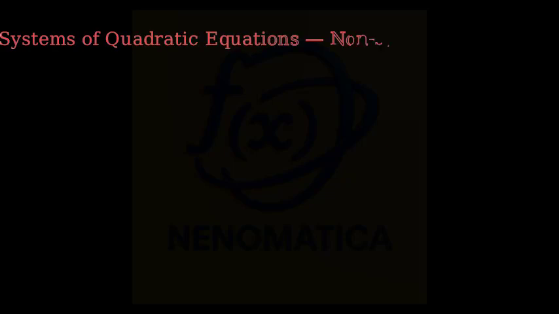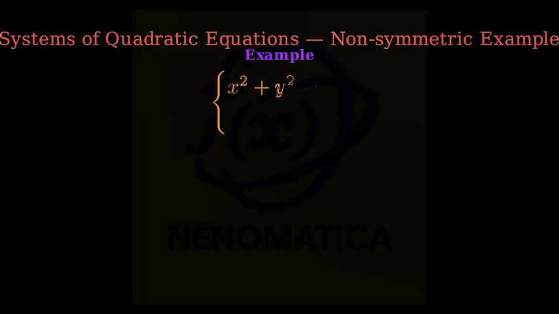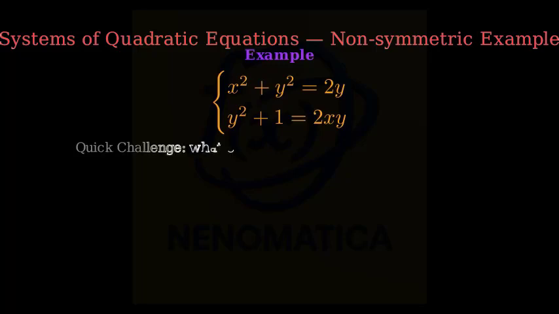In this lesson, we will solve a non-symmetric system of quadratic equations using a clean add and complete the square strategy. We'll walk step by step and keep the visuals simple and intuitive. Here is the system. We will keep all math spoken in words: x squared plus y squared equals 2y, and y squared plus 1 equals 2xy.